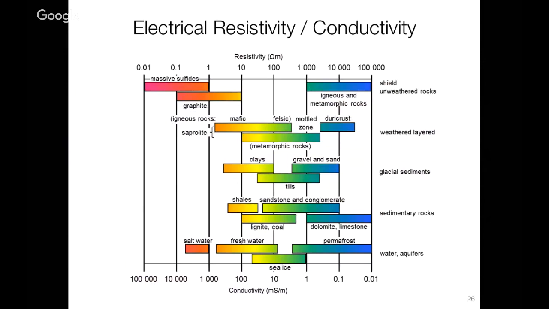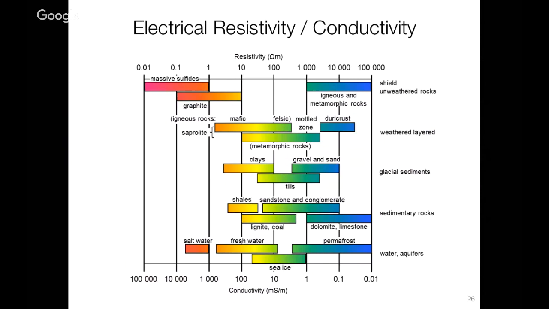The one that we're of primary concern is electrical resistivity. This tells you how easily a current passes through a rock material. First of all, the units are ohm meters, and it's a logarithmic scale. It varies by seven orders of magnitude.